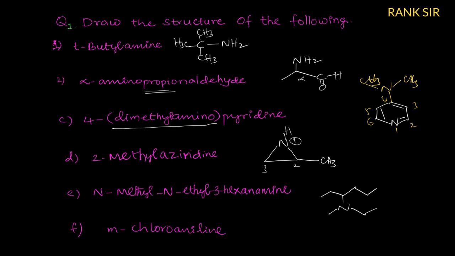Next one. Metachloroaniline. The aniline structure we know. This is a benzene with an NH2 group. This is aniline. This is called 1, this is a 2, this is a 3. The third position is called meta. Therefore, 3-chloro or metachloroaniline.